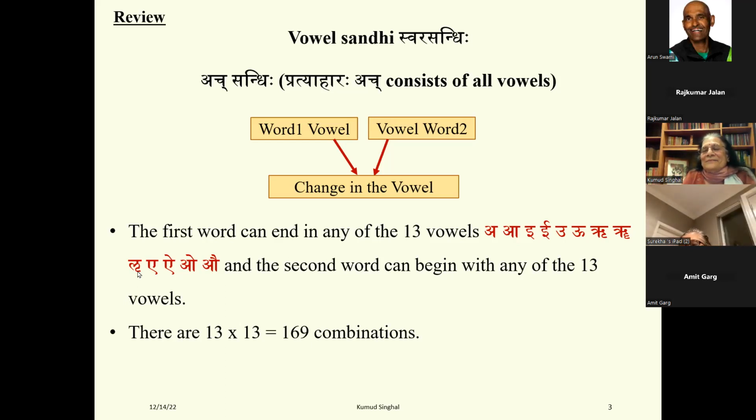Interesting. Thank you. Kumuji, I have a question. Is there sometimes the possibility of ambiguity, especially with respect to the dirgha sandhi? Because whether the first word ends with an a or an aa, or the second word begins with an a or an aa, unless you know the specific ending and beginning, when you do the vicheda, it could be either assignment.